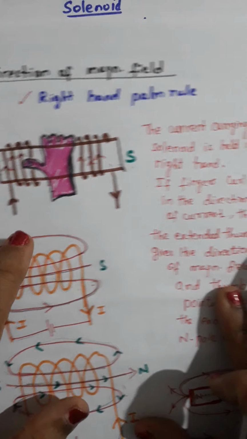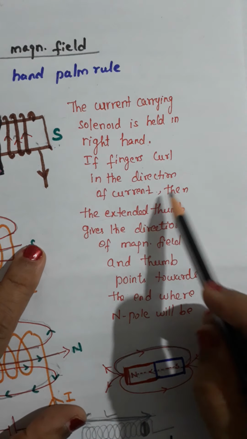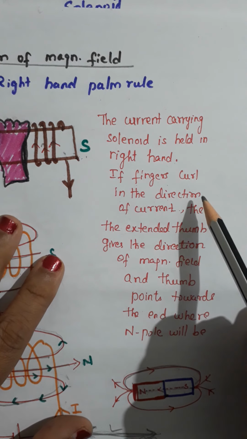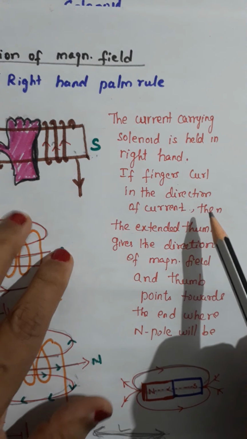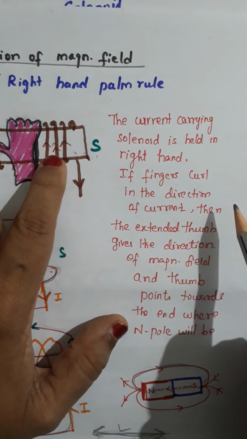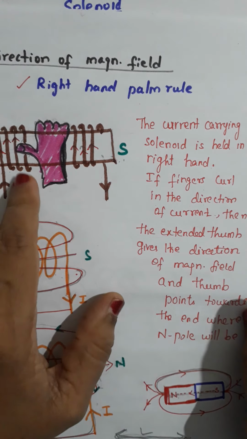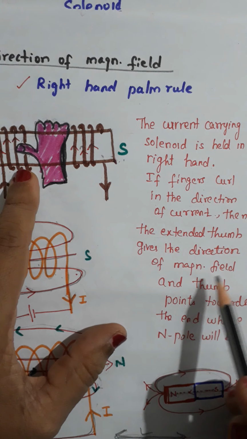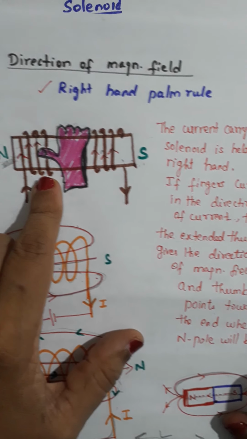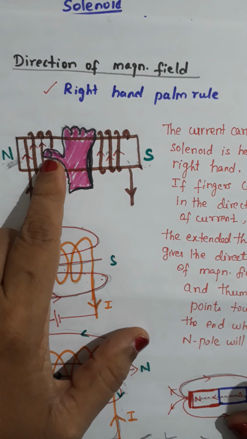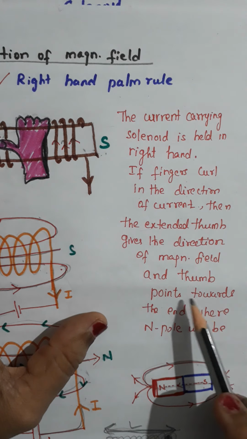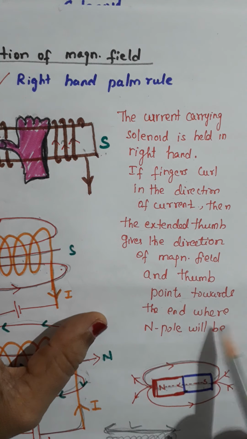Right children, now look at the rule here. The current carrying solenoid is held in the right hand. If the fingers curl in the direction of the current, the extended thumb gives the direction of the magnetic field, and the thumb points toward the end where the north pole will be.